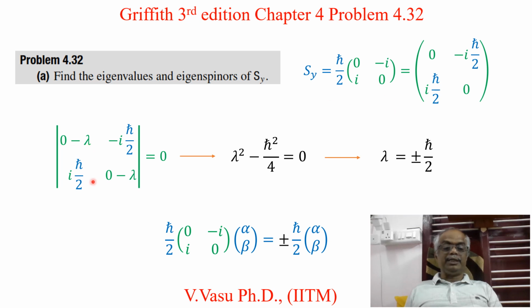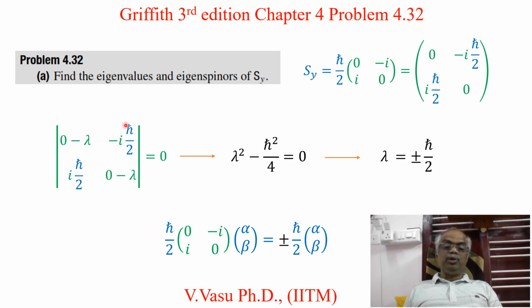So 0 minus lambda, 0 minus lambda, of course, you have this. If you find the determinant, it must be equal to 0. Then minus lambda into minus lambda is equal to lambda squared. If you multiply this and subtract, i into minus i is equal to minus i squared, which is plus 1, so you are subtracting this element. So minus this will become ħ²/4, which is equal to 0. That means lambda is equal to plus or minus ħ/2.